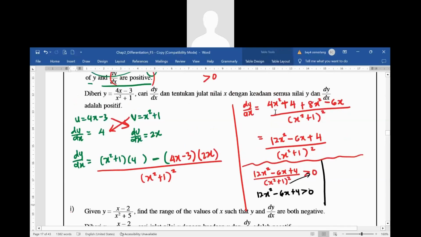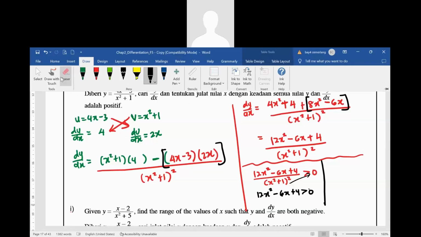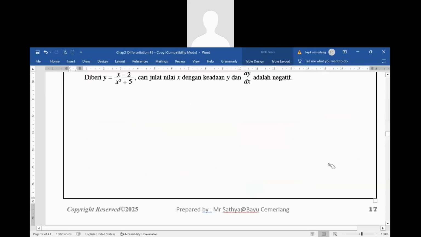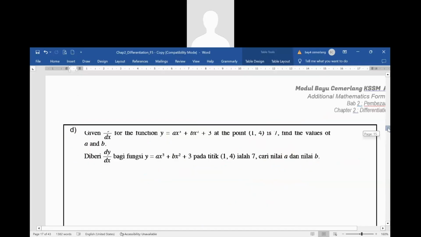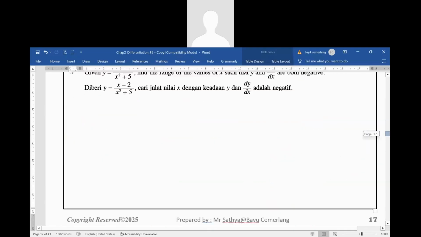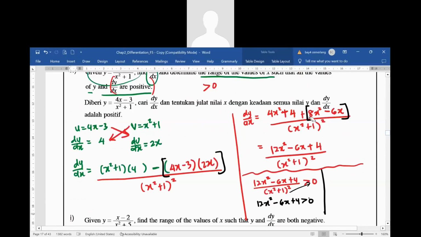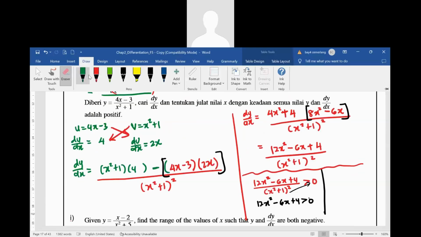Sir, I have a question. At the 4x times 2x, right, sir, isn't it negative 8x squared, sir? Oh, yeah. I need to put this one right. Yeah. Okay, no wonder lah. Okay, kejap. Mana dia? Okay, this one supposed to be negative.